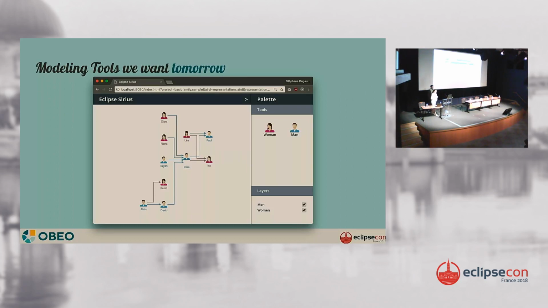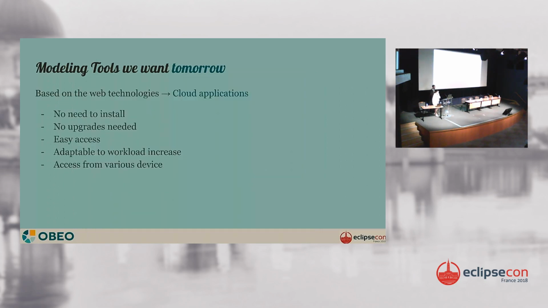Modeling tools based on Sirius tomorrow could look like this. So you still have a graphical editor with a palette to manage elements. The main difference is that tomorrow, Sirius applications will be based on web technologies. Consequently, the graphical modelers will be cloud applications. And with a cloud application, you will no longer need to install it. You can use it directly, and so updates will be transparent. Your graphical workbenches will be easy to access from any browser and from any device. And so it will adapt to workload increases.